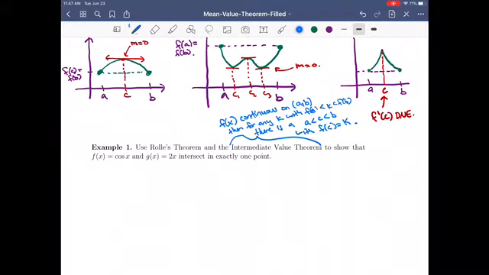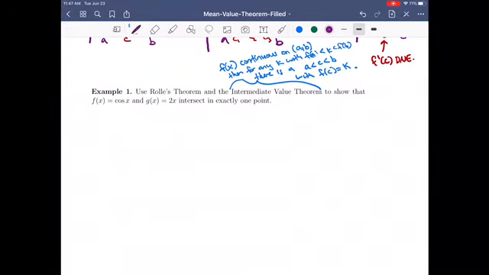Just to remind you, we saw that in chapter 1. So if we combine these, we can show that, say, these two functions have exactly one intersection point. Okay, so what I'm going to do to show this is make a new function. Let h of x be, it doesn't really matter, f of x minus g of x. So it's going to be cos of x minus 2x.